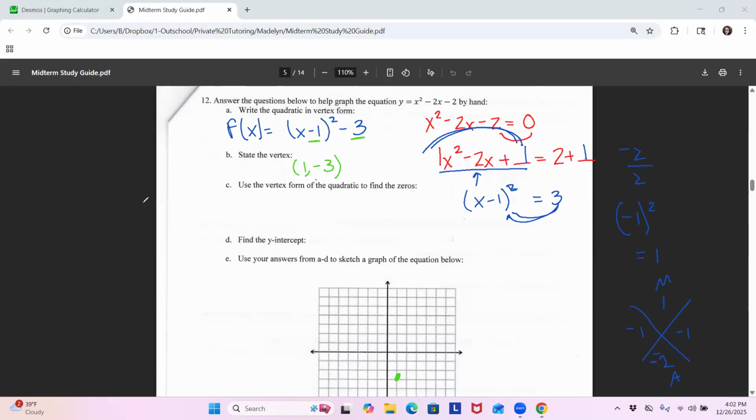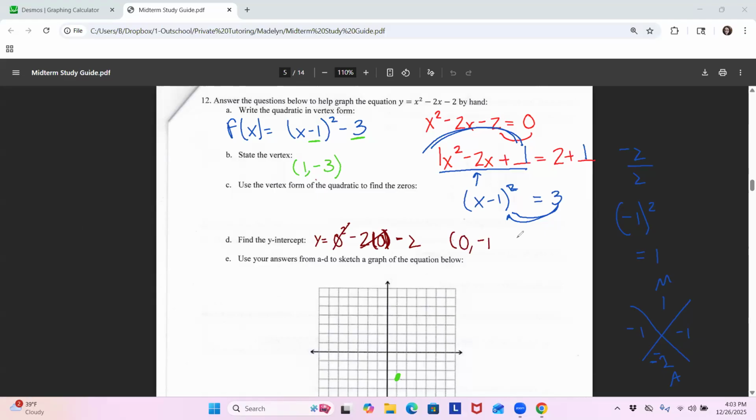Okay, find the y-intercept. I'm going to skip part C for a second. Find the y-intercept. You can go back to the original equation and just plug in 0. So y equals, and then that would be 0 squared minus 2 times 0. Oh my gosh, this pen. Minus 2. Well, 0 squared is nothing. 2 times 0 is nothing. And you're left with just -2. So your y-intercept, if we plug in 0, we get -2.